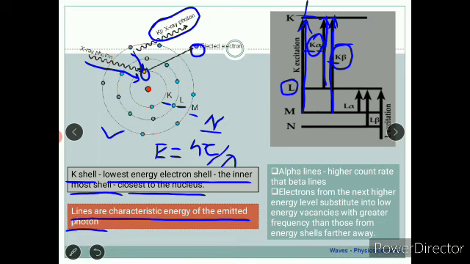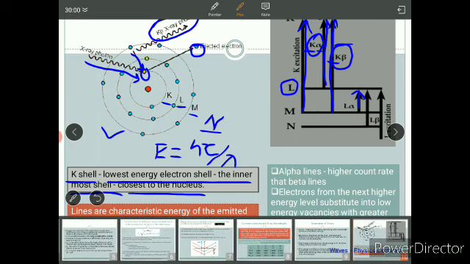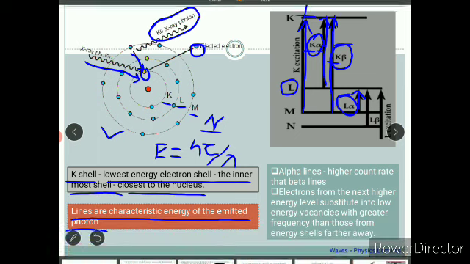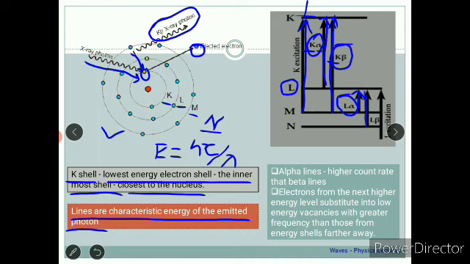Okay, but there might be another transition which is possible, that is from M to L, because some vacancy is also created in L because the electron in L has gone to K. These are called the L alpha line, and from N to M are called the L beta line. So this is called K excitation, which is more important for X-ray, and this is called the L excitation, which is not very relevant.